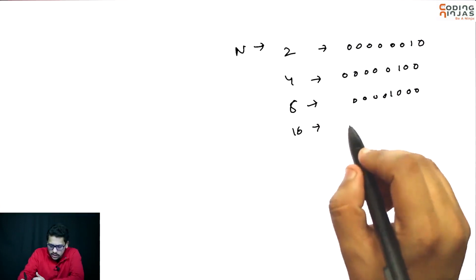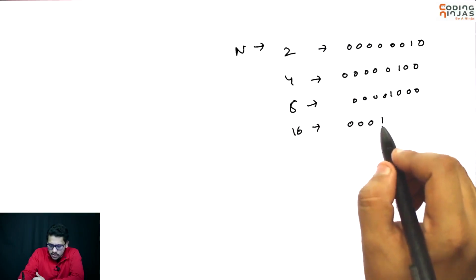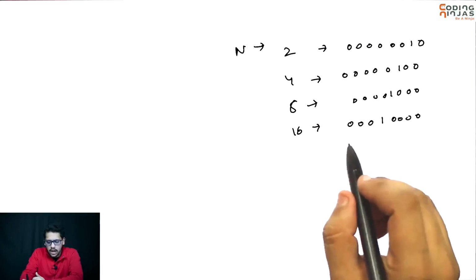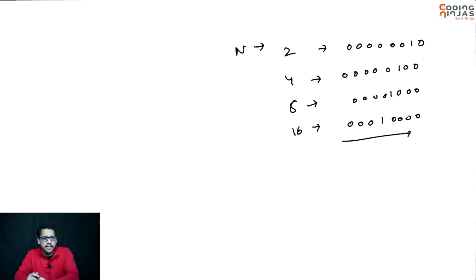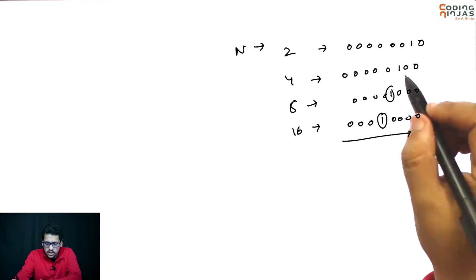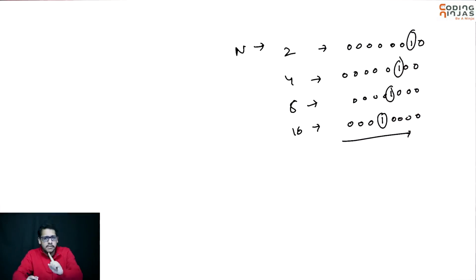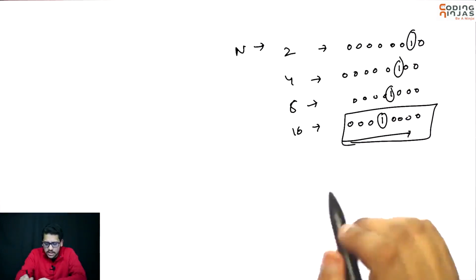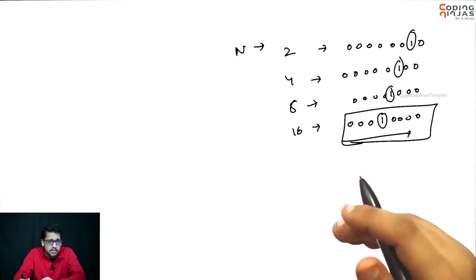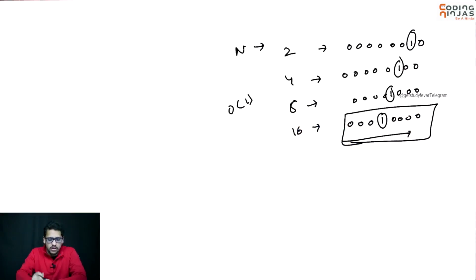So one thing is clear: any power of 2 will have only one bit set. That means this one, this one, this one. Only one bit will be set, others will be 0. We will have to use that. Using this, you can check whether a number is a power of 2 in order 1 time. How?